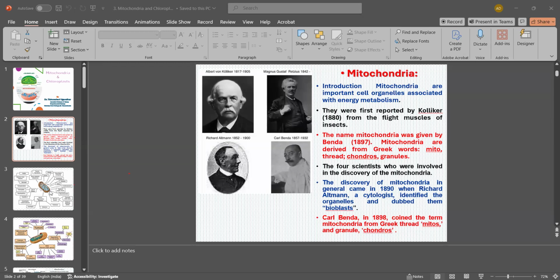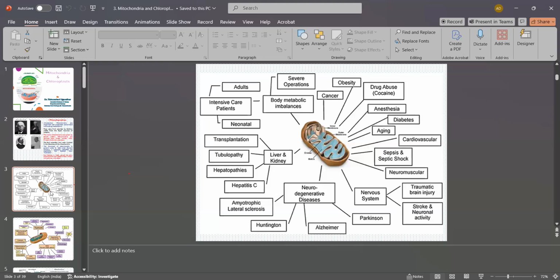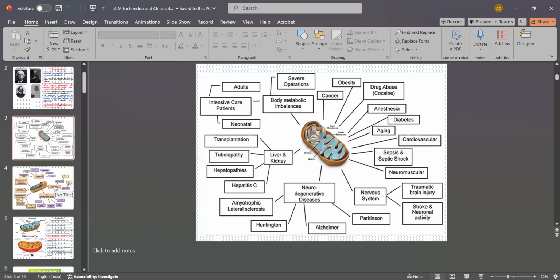This is also an important cell organelle of plants. Mitochondrial functions are important in human beings and also in plants. The type of mitochondria, cell structure and cell number are based on the metabolic activities in plants. It is linked to cancer and several diseases, and conducts metabolic activities throughout life: cancer, obesity, drug abuse, anesthesia, diabetes, aging, cardiovascular disease, stroke, neuromuscular and nervous system disorders. Several types of organelles perform these activities of the mitochondria.